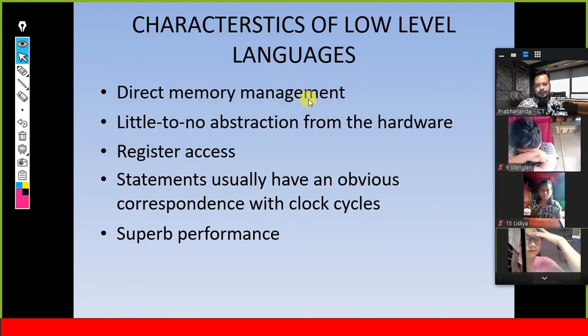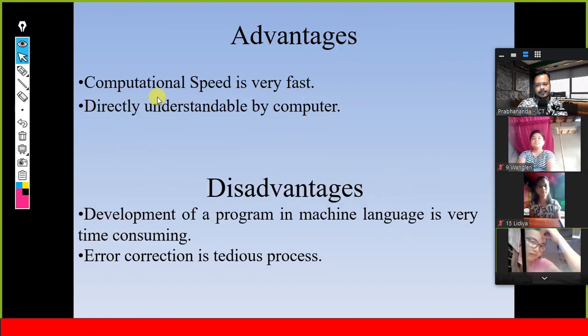Characteristics of low-level language: direct memory management, little to no abstraction from the hardware, register access statements usually have an obvious correspondence with clock cycle, superb performance. Advantage: computational speed is very fast, directly understandable by computer. Disadvantage: development of a program in machine language is very time consuming. Error correction is a tedious process.